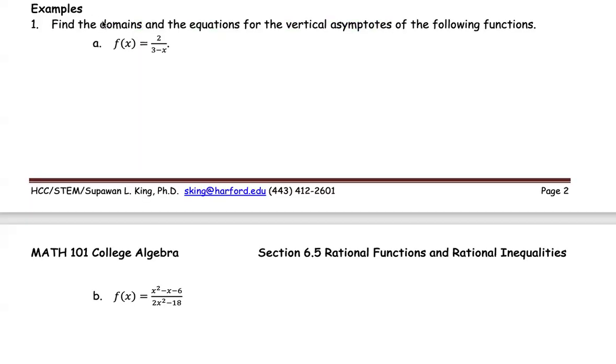In this example, we are going to find the domain and the equations for the vertical asymptotes of the following function. From the original function here, to find the domain for the rational function, we have to look for the number that makes the denominator 0. So 3 minus x equals 0. Therefore, x equals 3. It will tell you that the domain of this function is the set of x such that x cannot be 3.